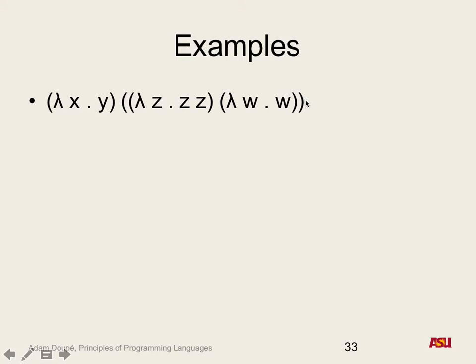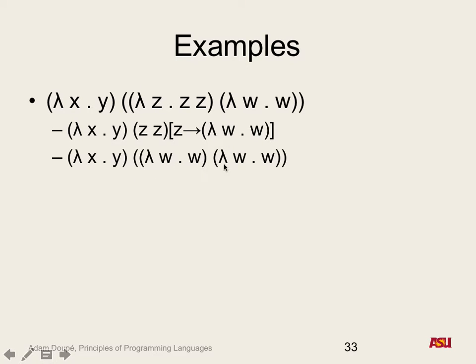So we'll do this reduction. We are going to take ZZ, and we will replace inside of here. We will substitute Z with lambda W dot W. So we do this, the result is going to be lambda W dot W applied to lambda W dot W.